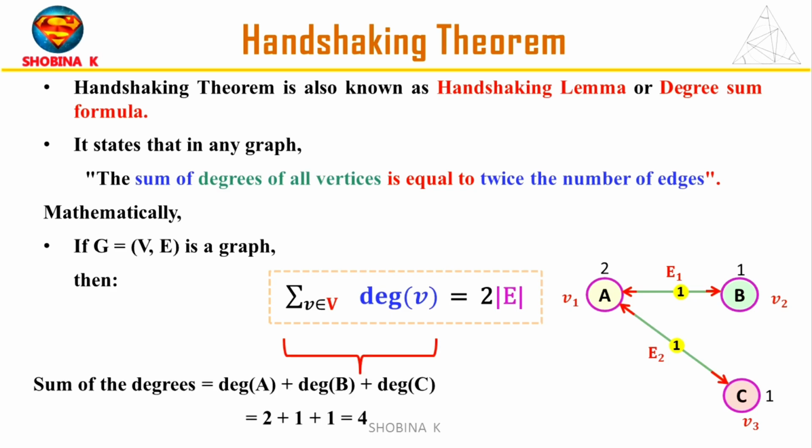Now calculate the sum of vertex degrees. Degree of A is 2. Degree of B and C is 1. By adding the values, we get 4. Calculate the number of edges. There are 2 edges in the graph. According to the handshaking theorem, this sum should be equal to twice the number of edges. So multiply the number of edges by 2. Therefore, we get 4. Now this example clearly demonstrates the sum of vertex degrees, which is 4, is equal to 2 times the number of edges.